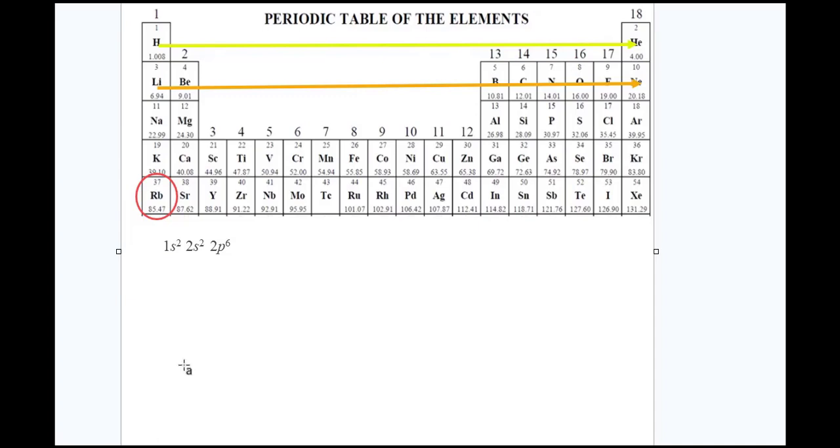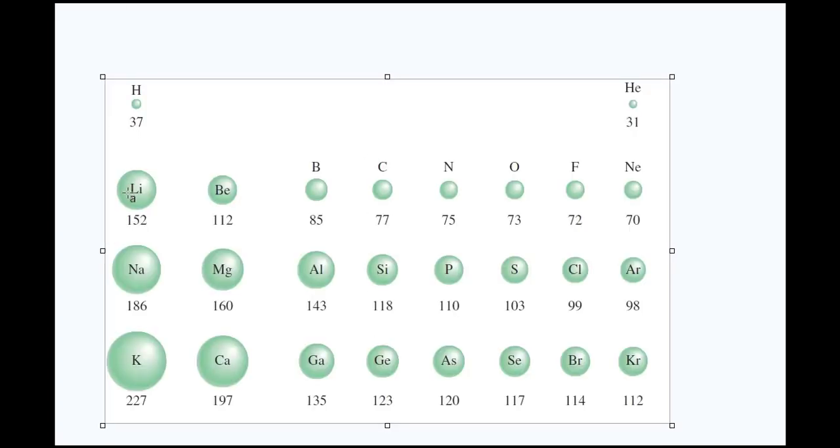We can use italics and a bracket, and Ne, that's going to stand for 1s2, 2s2, 2p6. I don't have to write all that out. That's going to be our abbreviation. So there we go. We did hydrogen to helium. Now we're going from lithium all the way across to neon.